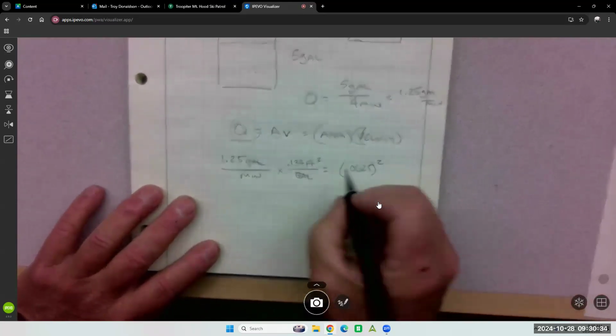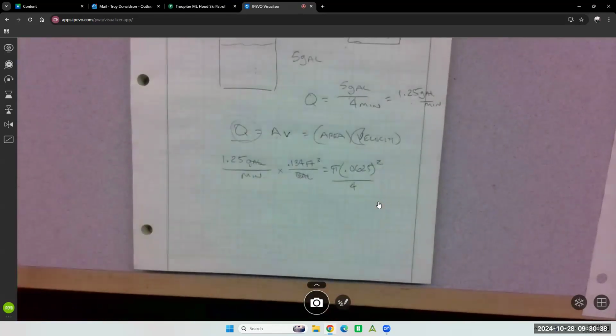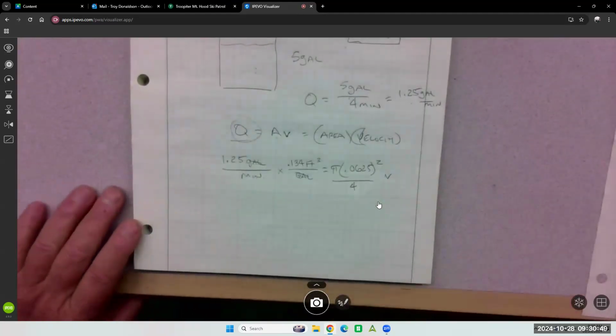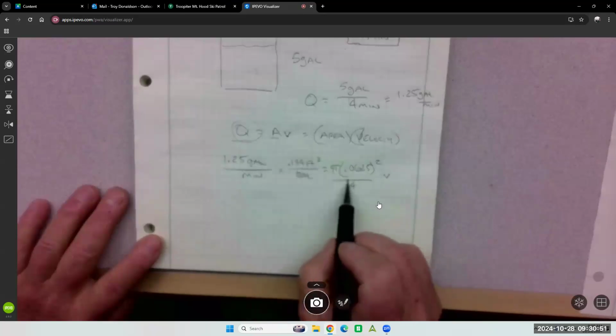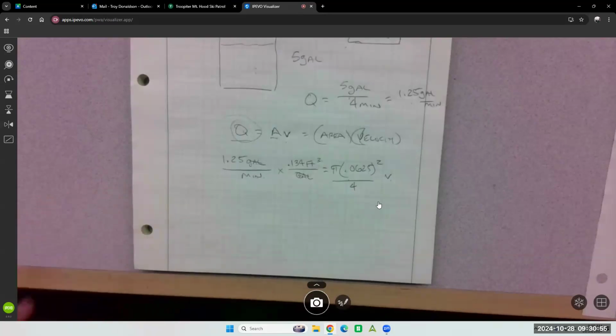Pi d squared over 4 is the area, if I want to use the diameter. That's the diameter area formula. Pi d squared over 4. And velocity, v. So area, velocity, v, Q. This has given me the velocity out of the garden hose.